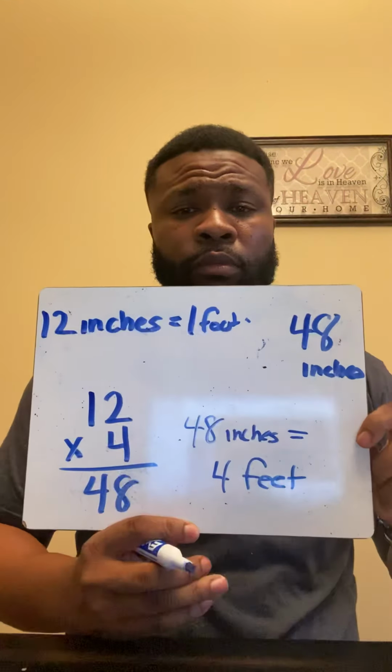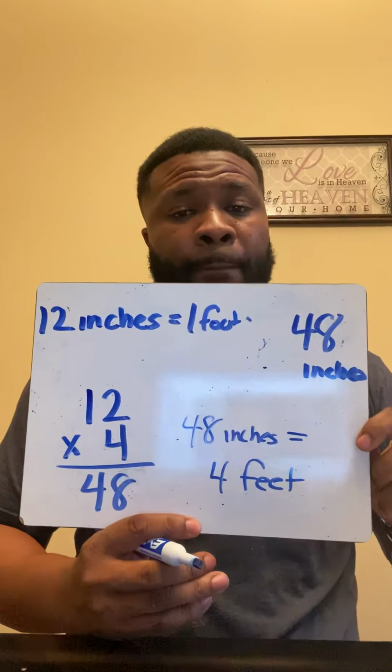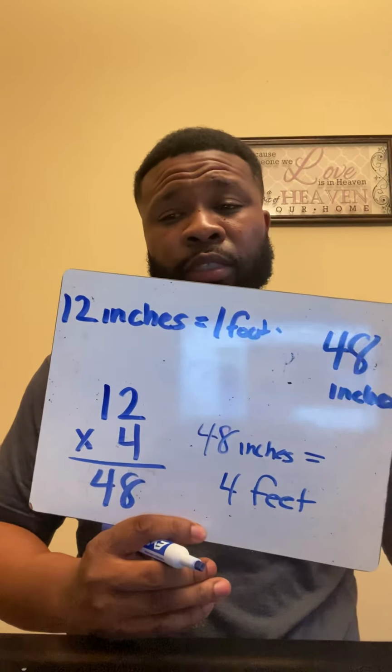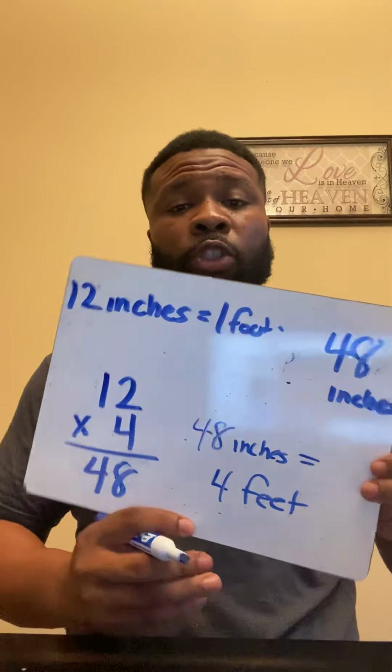So if I know that 12 inches times 4 gives me 48, then that 48 inches is equal to or the same as 4 feet. Awesome. Now, it also applies in the reverse. In the reverse, I mean, if you were starting off with feet, and I'm going to erase this whole board.